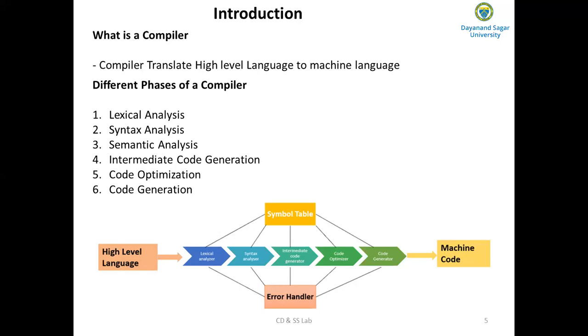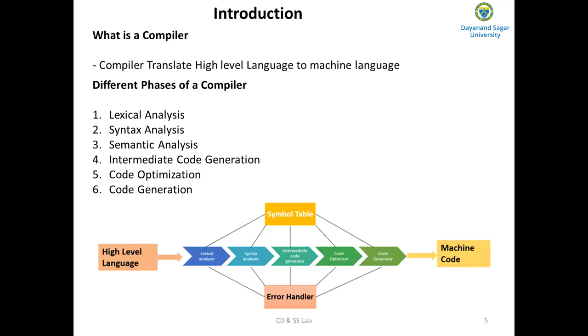Then the third phase is semantic analysis. What do I mean by semantic analysis? Semantic analysis checks the semantic consistency of the code. It also checks whether the code is conveying an appropriate meaning. And this semantic analysis will check for type mismatch, incompatible operands, an undeclared variable, and so on.